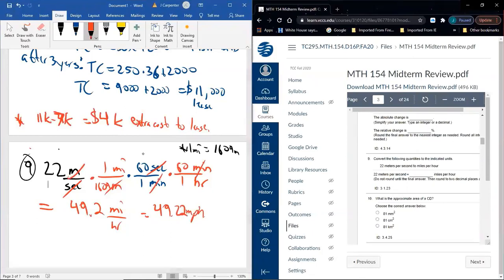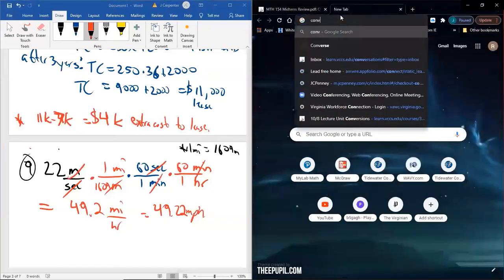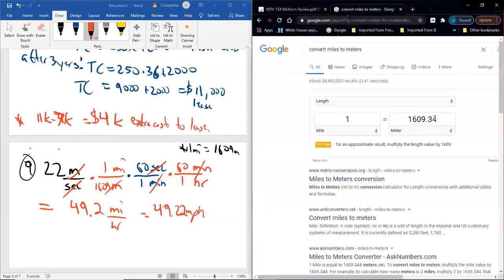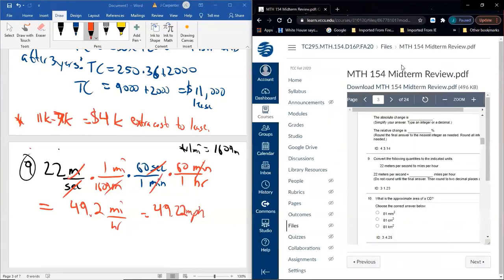So I got 49.22, but they said the answer is actually 49.20. That is because 1 mile is not 1609 meters. If you just go to Google, check this out, convert miles to meters, it's actually 1609.34. And honestly, if you wanted to add that 0.34 to your formula sheet so that you made sure you got the answer correct, that's fine. But like I said, I wanted to leave that as a whole number just because it really doesn't make a significant difference. And again, if my math lab marks you wrong on your test, shoot me a message. I'll see that you're only off by one or two hundredths, and I'll obviously give you full credit for that. So hopefully that doesn't cause any stress.